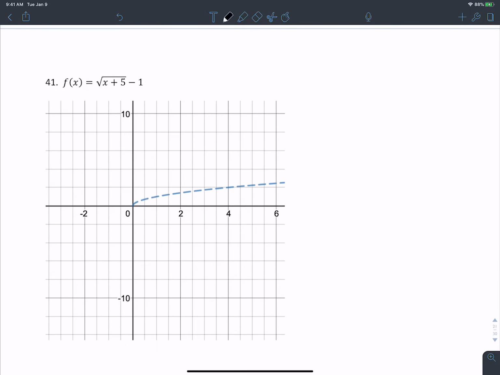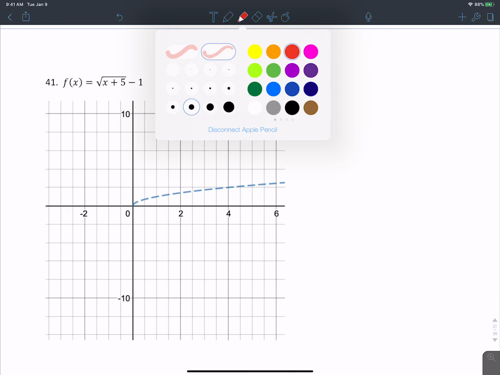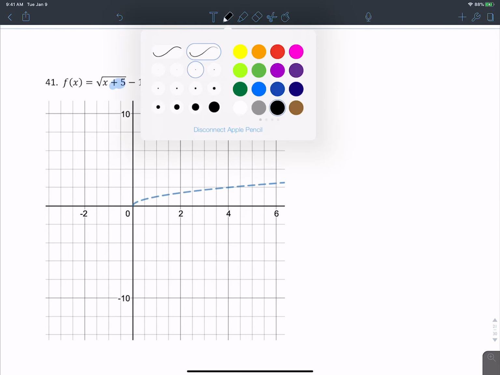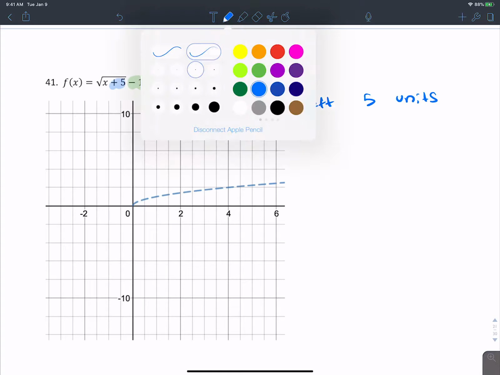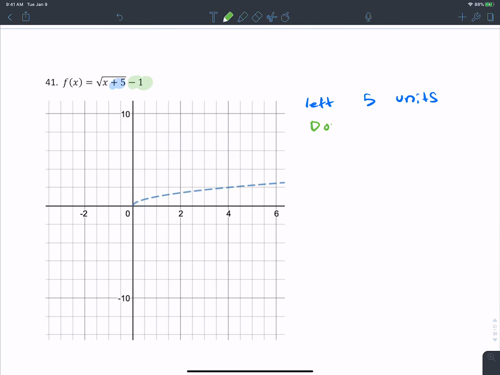Okay, that leaves us to now 41, the square root curve. So I already have my graph there for square root. And I notice again, let's take a look. Plus 5 means I move this to the left 5 units. The -1 means I move down 1 unit. So I'm going to move every point to the left 5 units and down 1 unit. Now this is going to be kind of interesting here. I'm going to have to ask you to think of it this way.